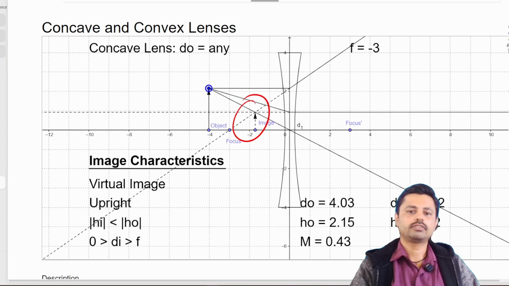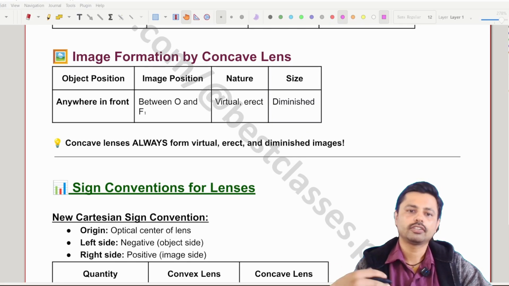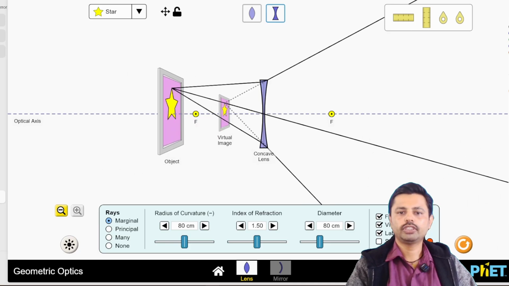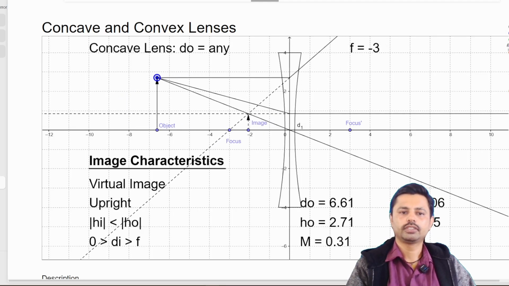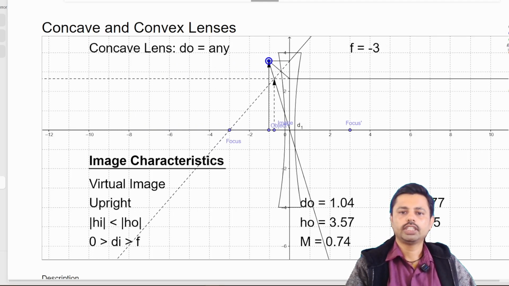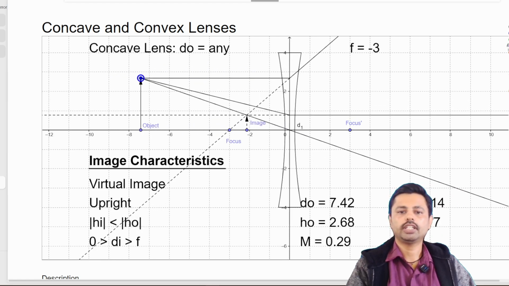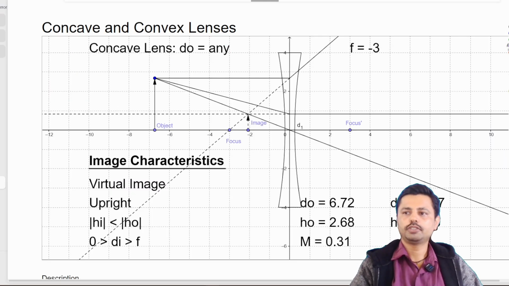Concave lens is very easy. There is only one condition, always diminished, between origin and f. That's it. See, this is the object and this is the image. There is only one condition. It will be diminished and virtual. Position will be this position. This is f and this is o. So position is between o and f always, and the size will be diminished and it will be erect. That's it.